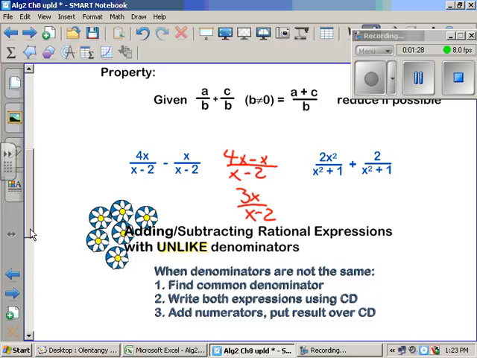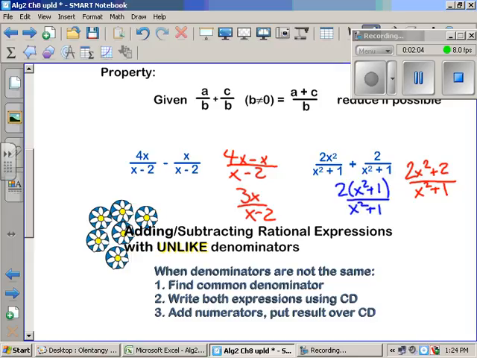Common denominator, right? So what would the top of the fraction be? 2x squared plus 2. And the bottom of the fraction would be x squared plus 1. Now, you also need to do what we did yesterday, and that is factor and simplify if you can. So we can change 2x squared plus 2 into 2 times x squared plus 1, right? If I factor out a 2. Okay? And the bottom is still x squared plus 1.